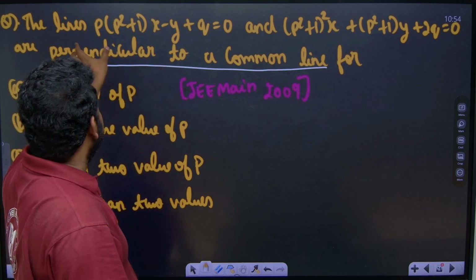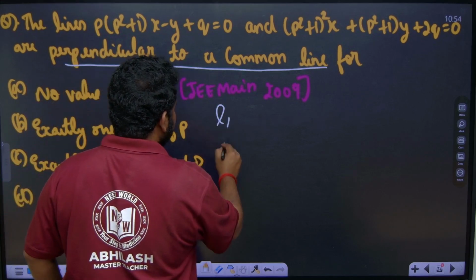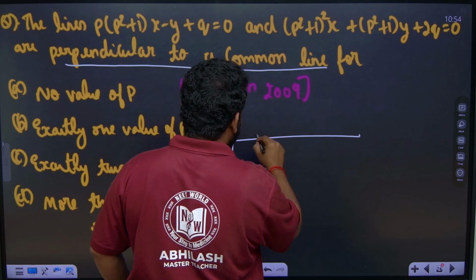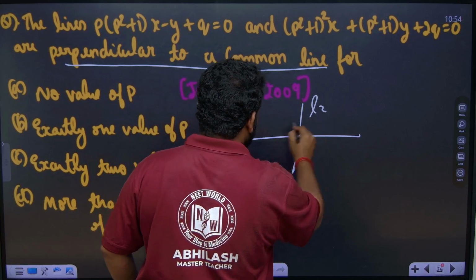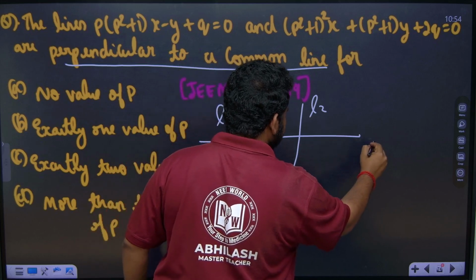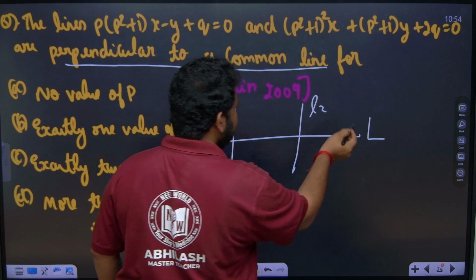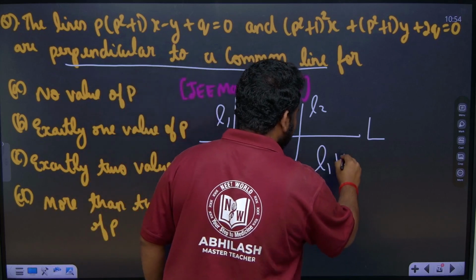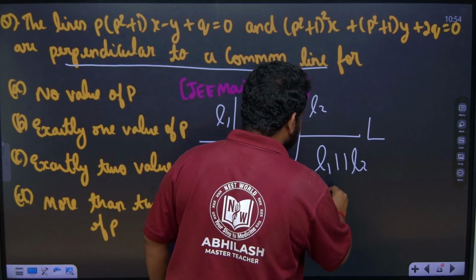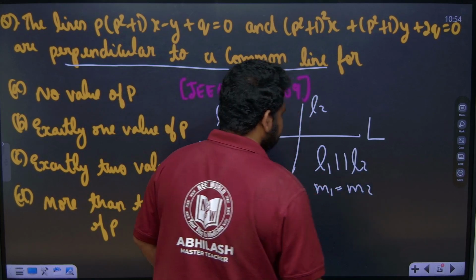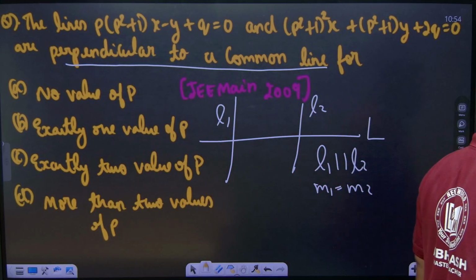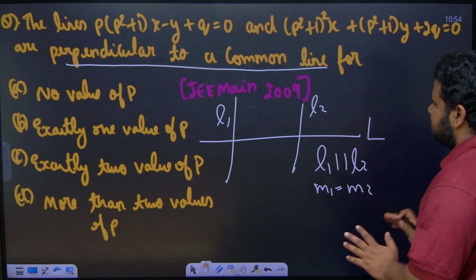So this will be line L1, and this line be L2. L1 and L2 are perpendicular to a common line. Let this be line capital L. L1 and L2 are perpendicular to L, that means what? L1 and L2 are parallel. If they are parallel, M1 will be equal to M2. These two lines are perpendicular to the given line, so definitely these two lines are parallel.